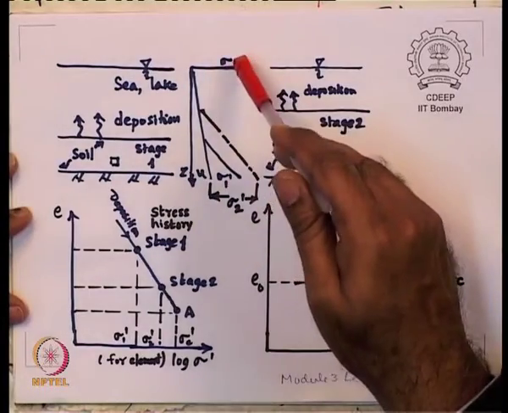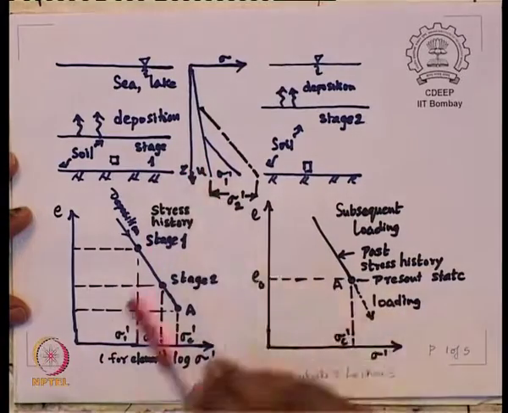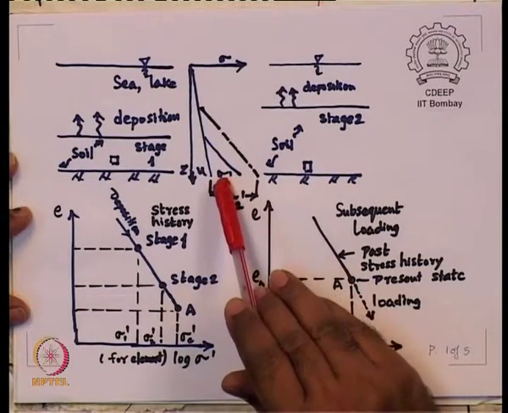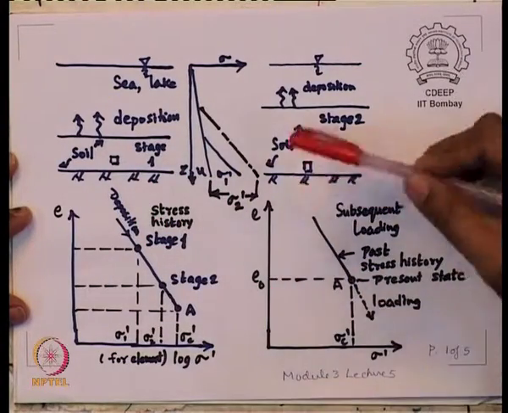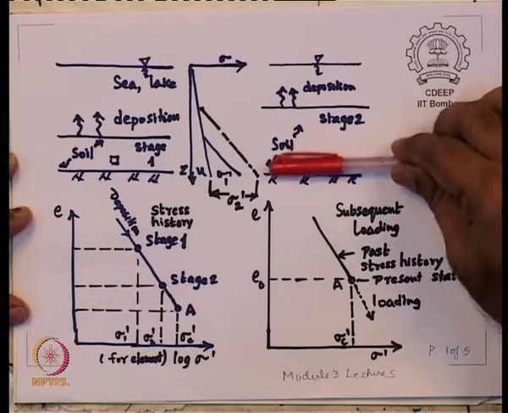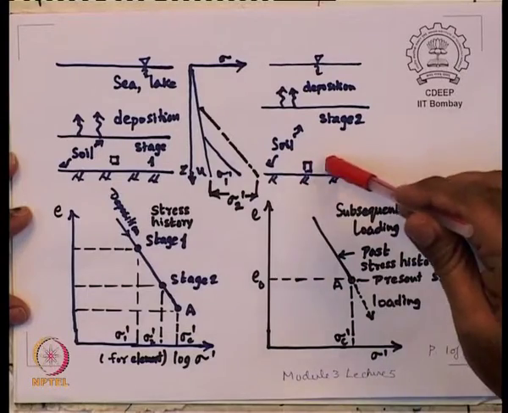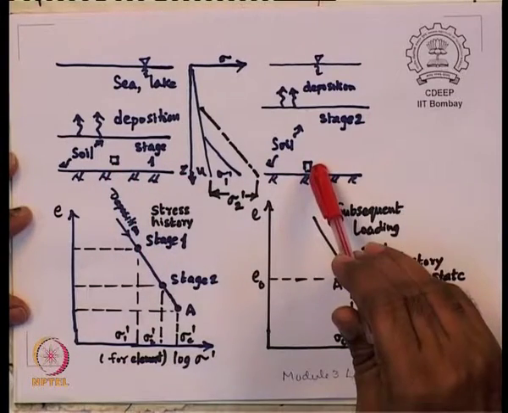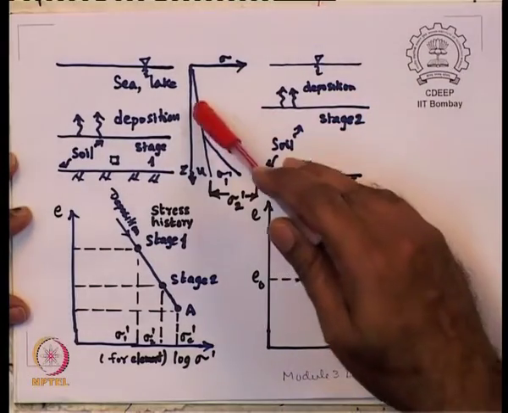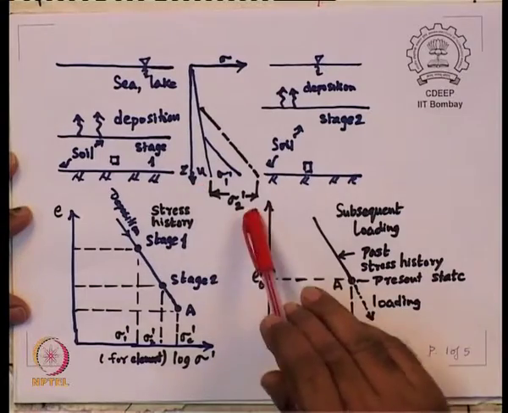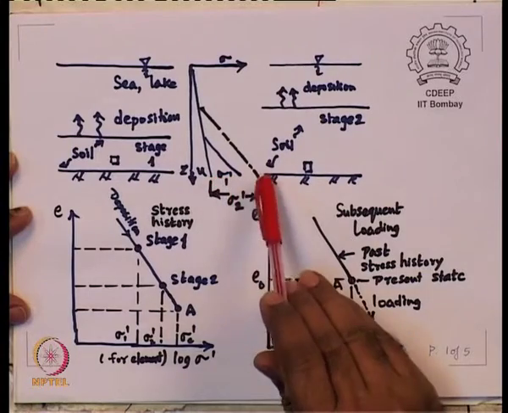So the plot of sigma versus z shows the pore water pressure, and this is the effective stress in stage 1. When the deposition happens in stage 2, the height of the soil deposited increases. With that, this element undergoes an increase in effective stress, from sigma 1 dash to sigma 2 dash. So the element is subjected to an increase in effective stress from sigma 1 dash to sigma 2 dash.